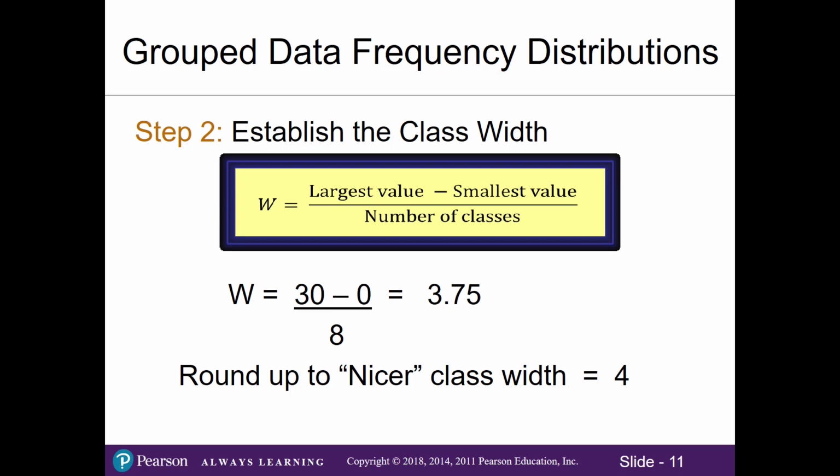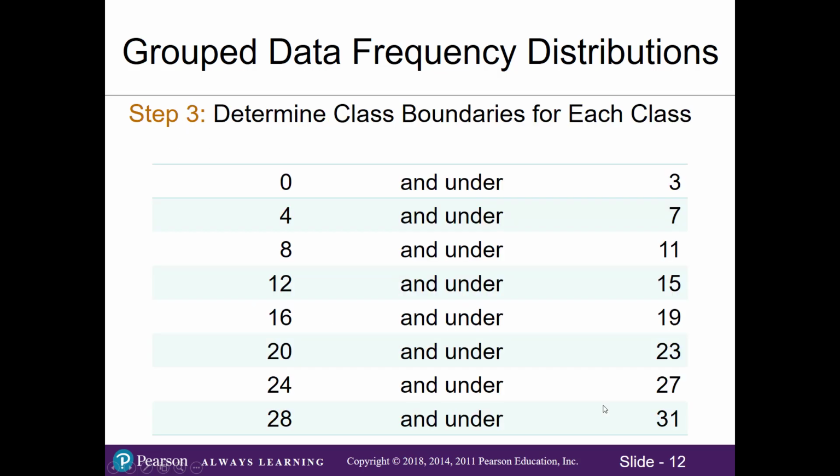Now we want to establish the class width. To do that, we take the largest value, in this case it was 30 movies being streamed, and the smallest value, which was 0, and we'll divide it by the number of classes that we figured out in step 1. So when we take 30 minus 0, which equals 30, and divide it by 8, we get a width of 3.75. To make it easier when we work with our data, we'll round it up to a nicer class width of 4.